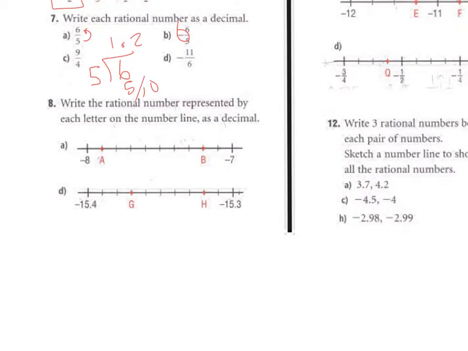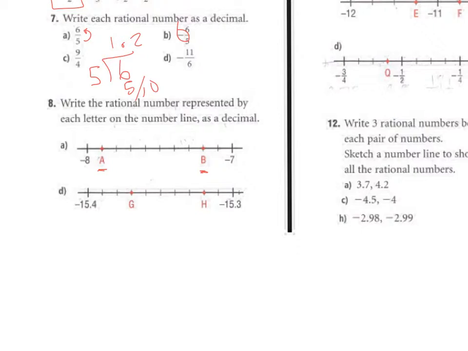Number 8, write the rational number represented by each letter. Now, there's a lot of questions like this on the PAT, and not a lot, but there are definitely questions like this. So let's pay some note to this. When you're dealing with rational numbers, you have to realize that rational numbers are all decimals and all fractions and all whole numbers as well. So these numbers here, a and b, most likely are going to be either a decimal or some kind of a fraction. So what you just need to do is find out how many jumps between the whole numbers.